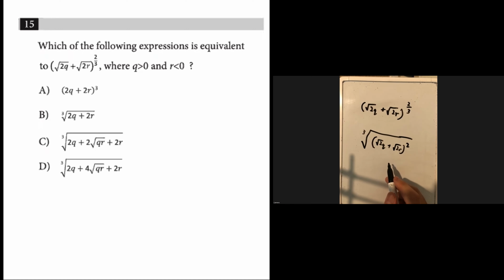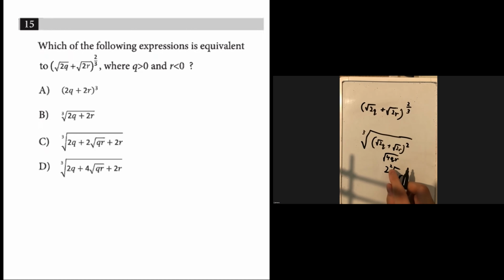And so to find the middle term, it would just be 2 squared times root qr, because you'd basically have to multiply these two, which root 2q times root 2r would get you root 4qr, and then this would just become 2qr, but then you still have to square it.